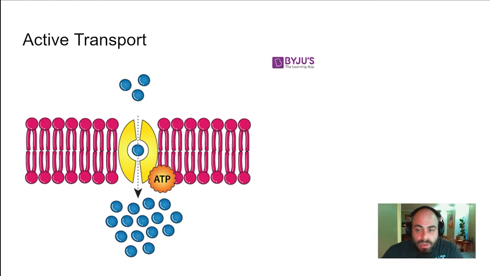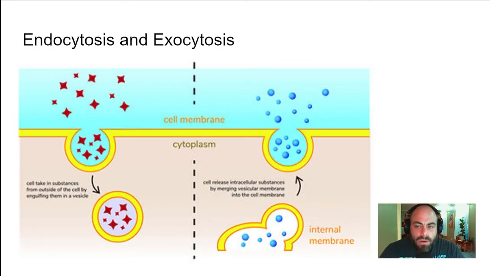And so active transport is oftentimes used by cells in order to create gradients, and those gradients are used to do cellular work. We're going to talk about this when we get to photosynthesis and cellular respiration. So active transport requires energy, and it is movement of materials from a low concentration to a high concentration. A couple of examples of active transport that are specialized are endocytosis and exocytosis.